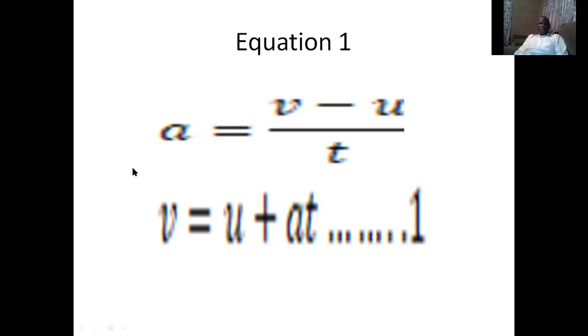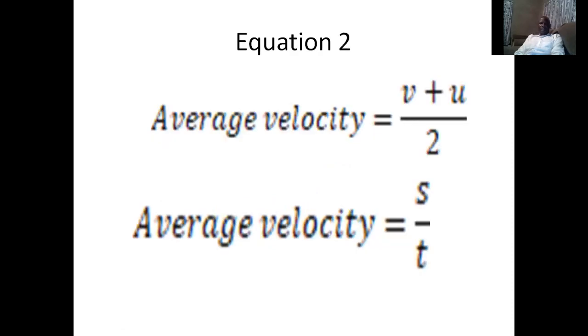And so if we make V the subject of the formula from this equation, we find that final velocity will be equal to initial velocity plus acceleration times time. So this is equation number one, which I've called equation number one. This is a very important equation. At times you can be asked any of these and you should be able to rearrange the equation in that manner.